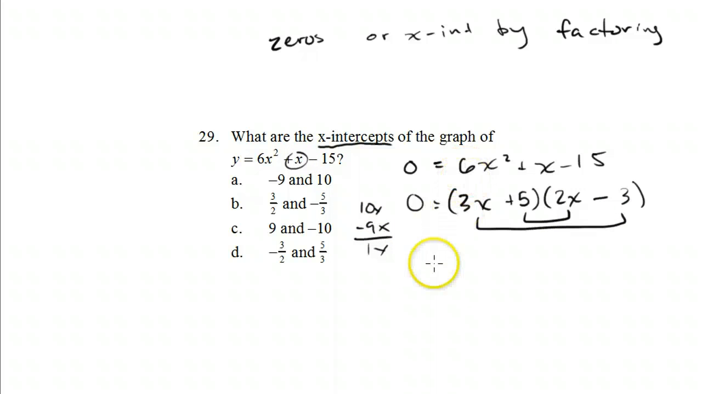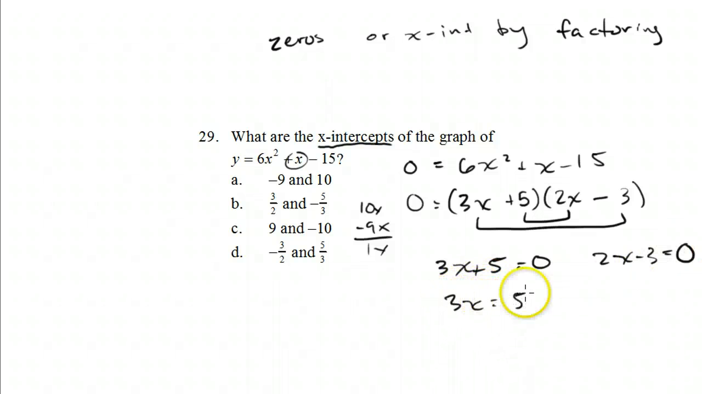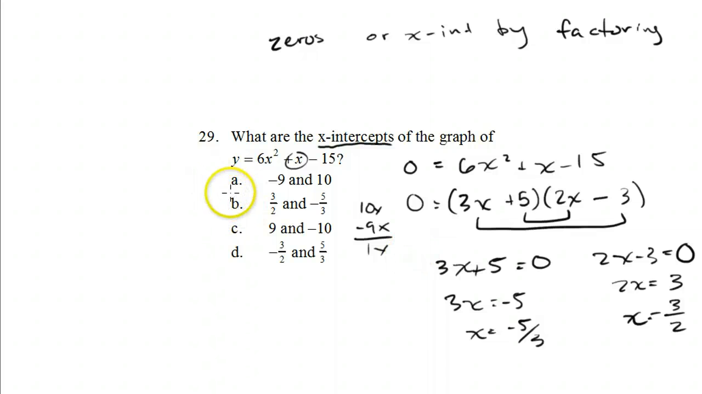trying to get. So this is the correct factoring, so now all we have to do is solve it by using the zero product property, which says that either one could be equal to 0. And if I solve this, I'm going to get minus 5, and so x is equal to negative 5 over 3. And here if I get plus 3, and so x is equal to 3 over 2. And that answer is B.